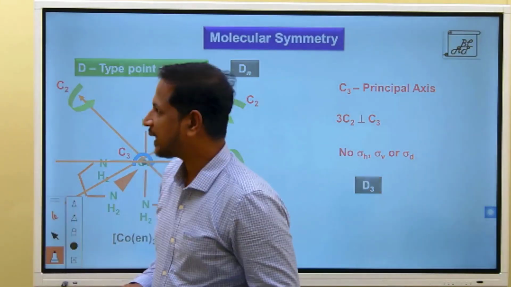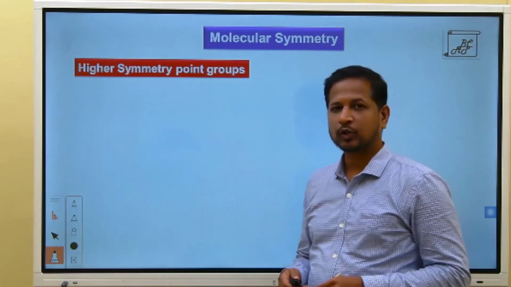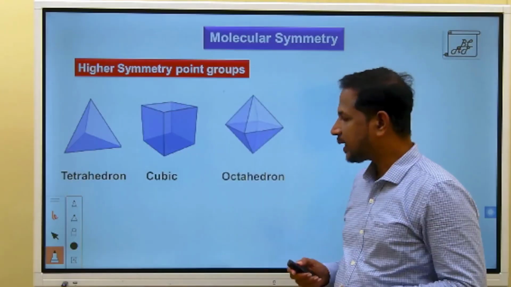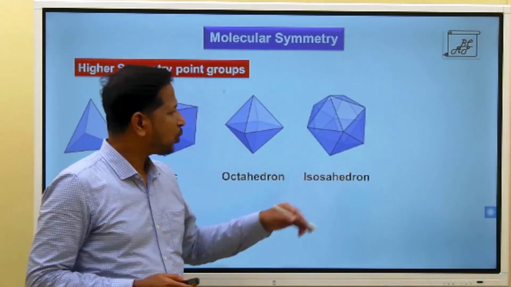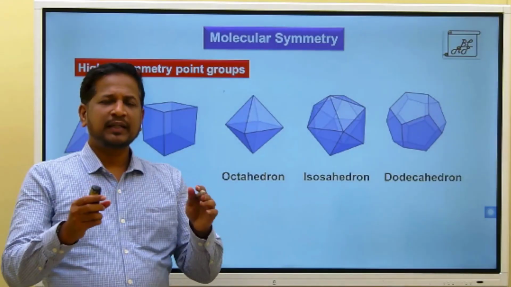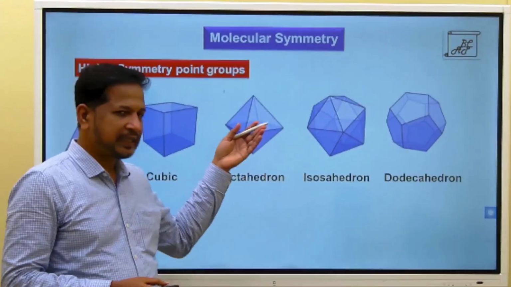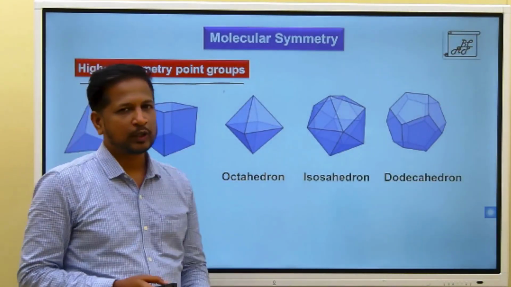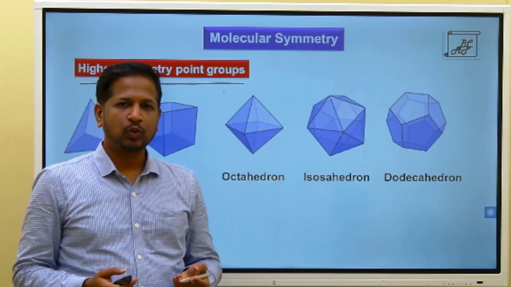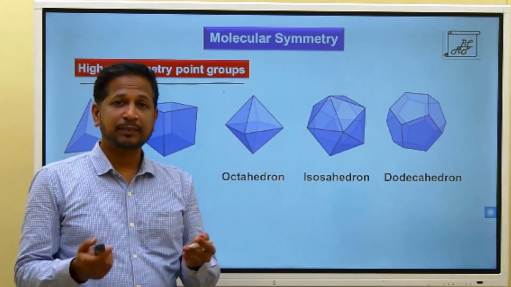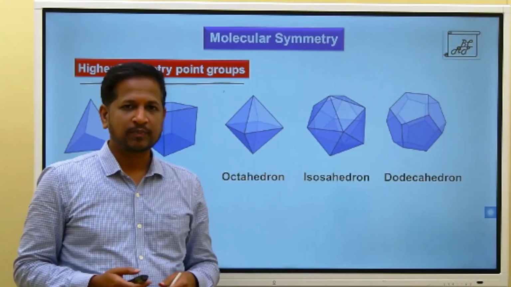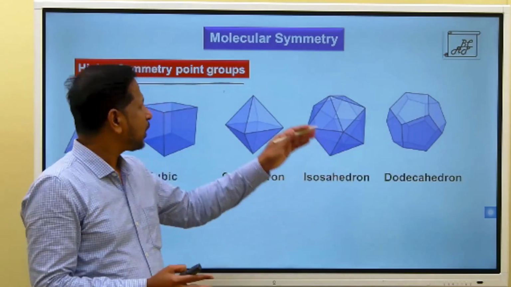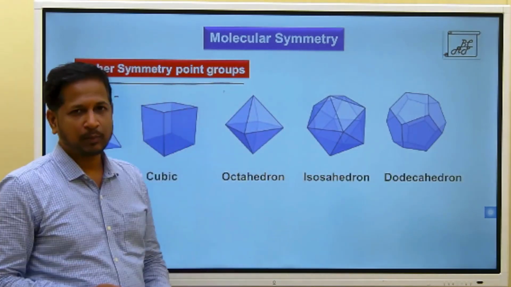Let's move to the next type of point group, that is higher symmetry point groups. There are certain geometries like tetrahedron, cube, octahedron, icosahedron or dodecahedron. There are many symmetry elements and symmetry operations present in each molecule, so these molecules are classified into higher symmetry point groups. In this video it is very difficult to cover all these molecules. I'll need a separate video to explain each molecule. But when there are many symmetry elements present in one molecule, these molecules are classified into higher symmetry point groups.